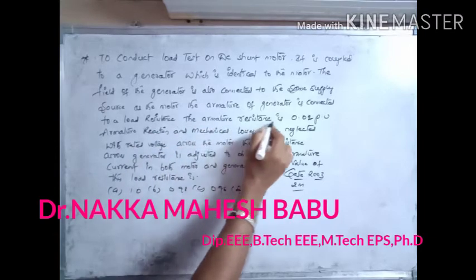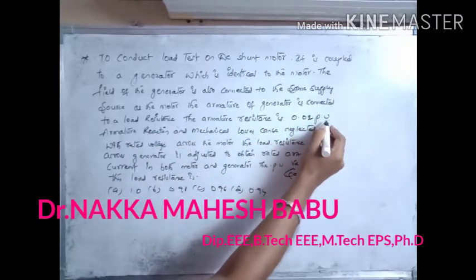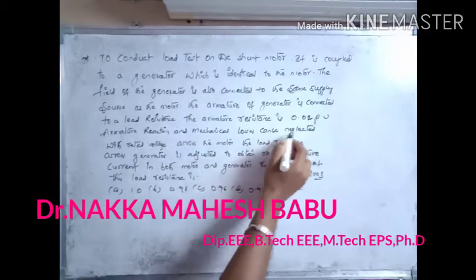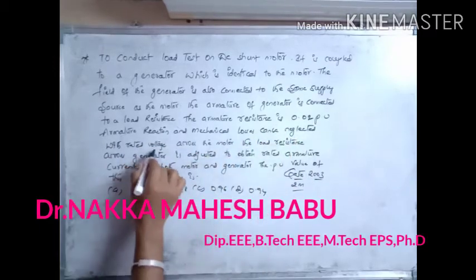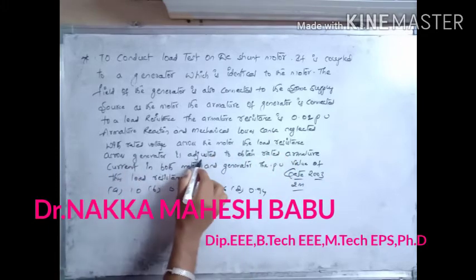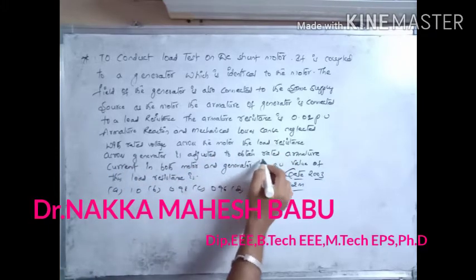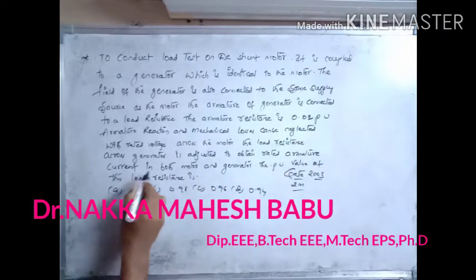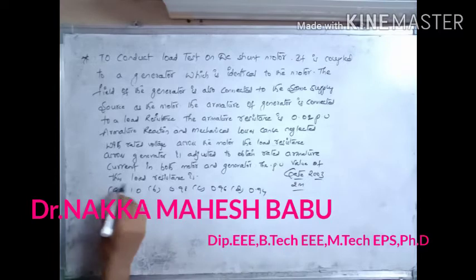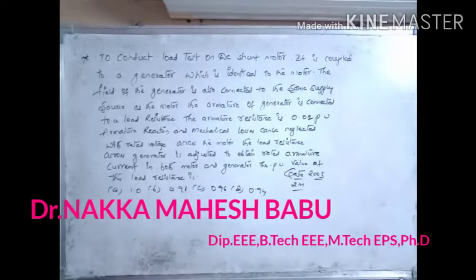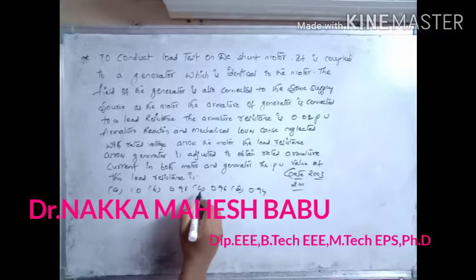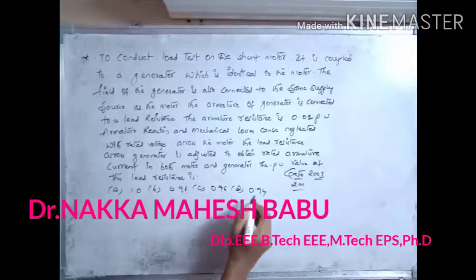The armature resistance is 0.02 pu. Armature reaction and mechanical losses can be neglected. With rated voltage across the motor, the load resistance across the generator is adjusted to obtain rated armature current in both motor and generator. The pu value of this load resistance is. The options are A 1, B 0.98, C 0.96, D 0.94.